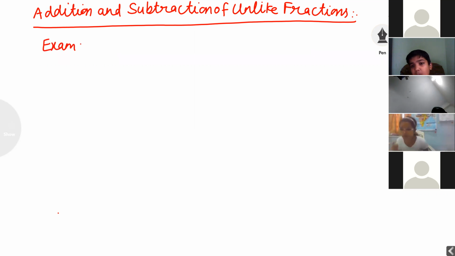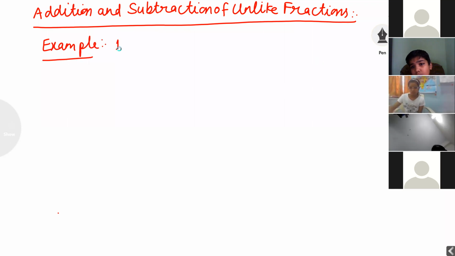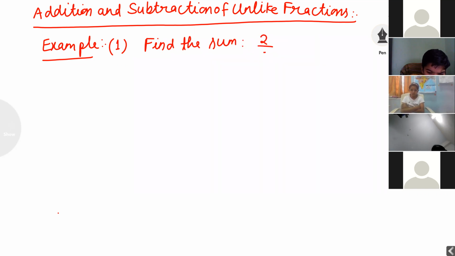Example first. Find the sum. Don't try it yet. Listen carefully. Find the sum: 2 by 5 plus 8 by 3. Listen carefully, students. The first fraction I have given is 2 by 5. The second fraction I have given is 8 by 3.